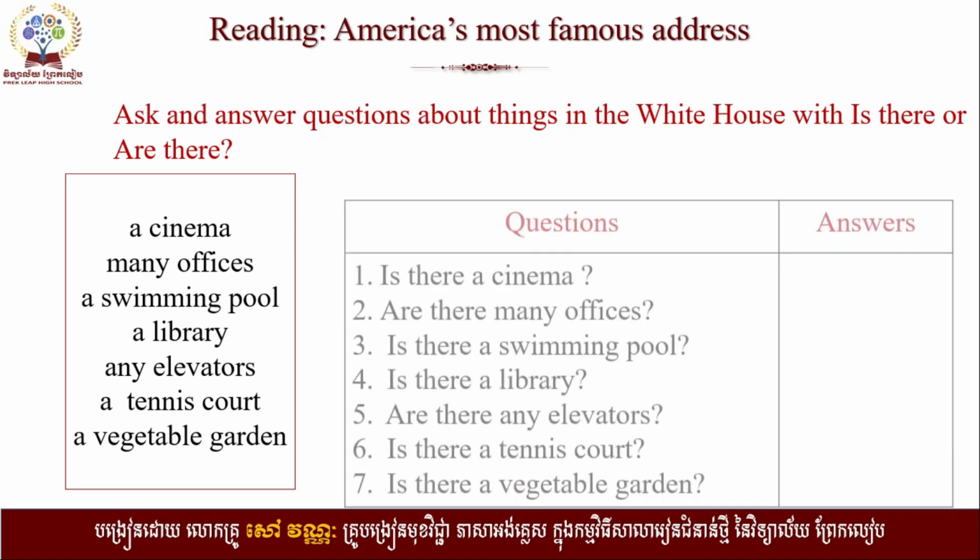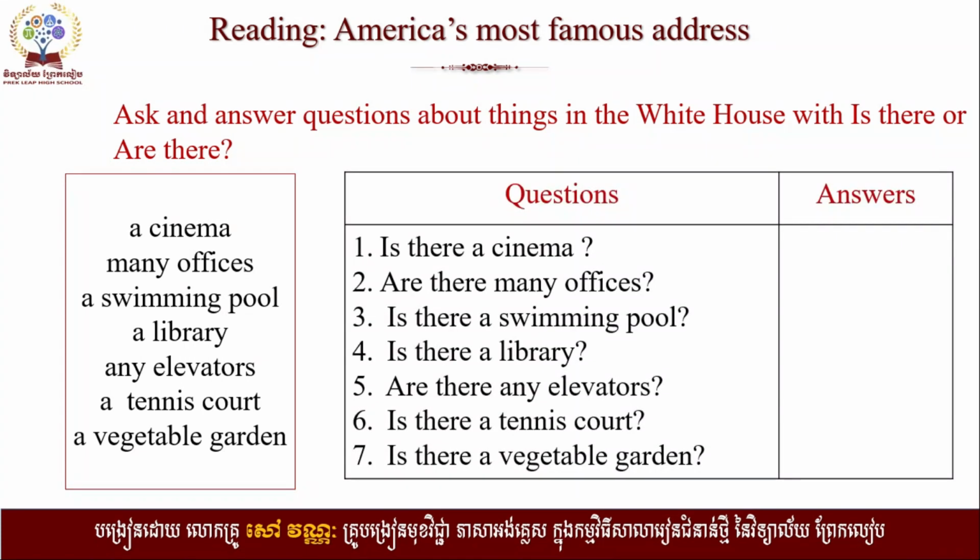Okay, so now, number 1, is there a cinema? Okay, you can make it like this. And number 2, because you see offices, we should say, are there many offices? Number 3, is there a swimming pool?